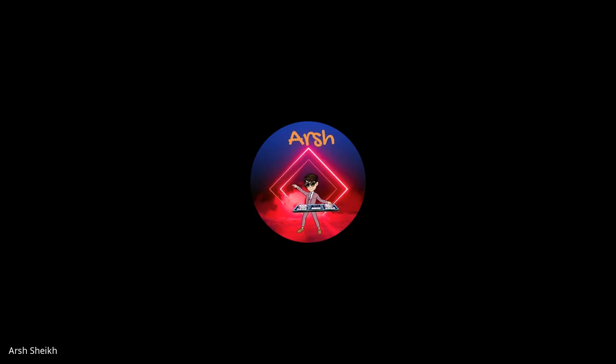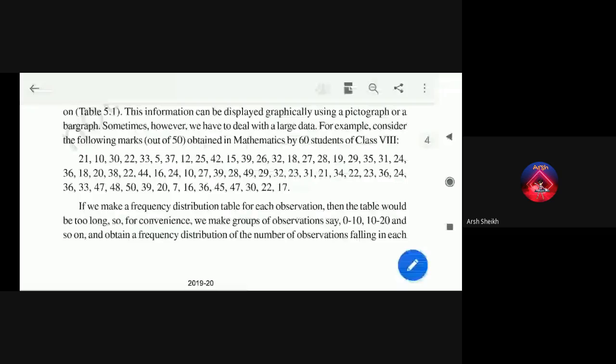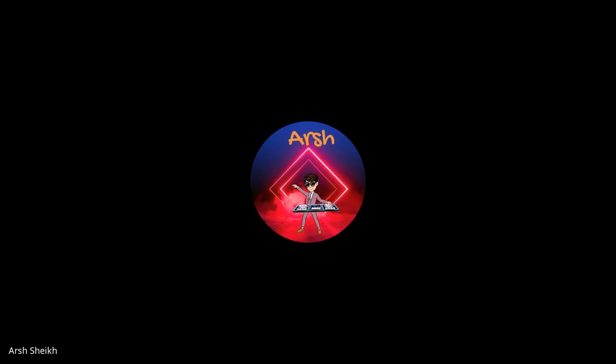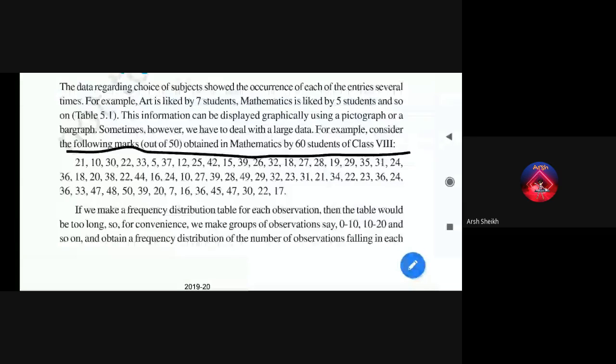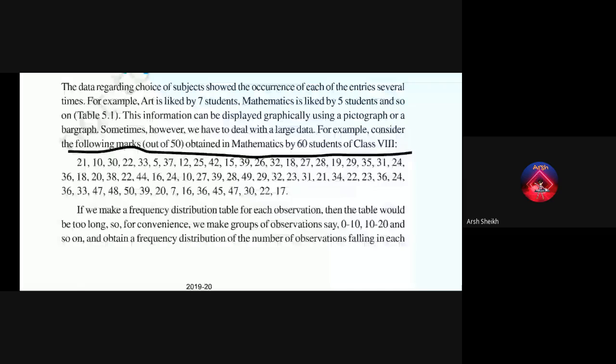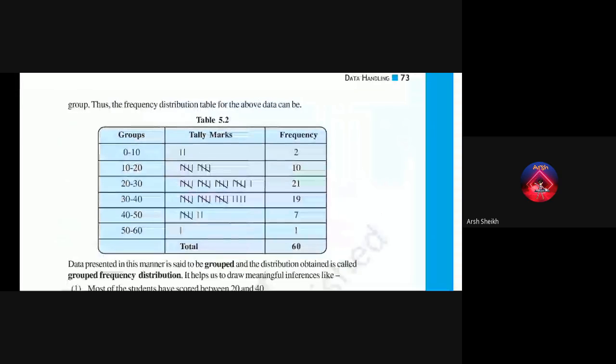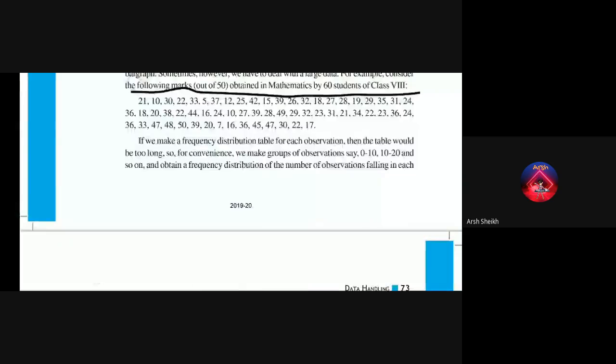It is about the marks obtained in mathematics by 60 students of a class. 23, 5, 37, 12, 25, 42, 15, etc. Now we have to convert this data into our grouped table. So first of all, we are making the group of 0 to 10.